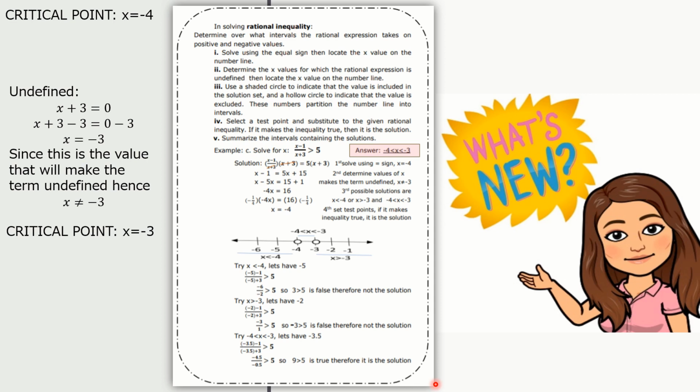Is everything clear about solving rational inequalities? If yes, then that's great. If not, you can watch that part of the video again just to make everything clear.